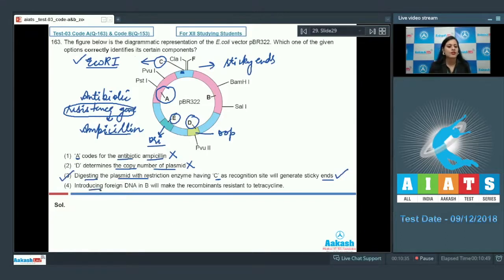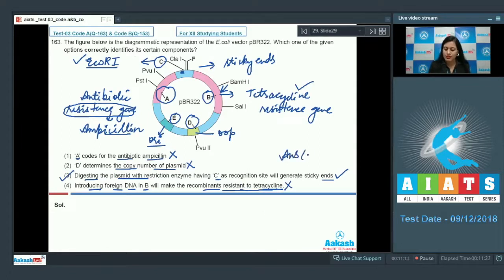Our last option is introducing foreign DNA in B will make the recombinants resistant to tetracycline. And this B is the tetracycline resistance gene. If we insert the alien DNA over here, this will lead to insertional inactivation of this tetracycline resistance gene and will make the host cell susceptible to tetracycline and not resistant to tetracycline. So this is an incorrect option. So the correct answer for this question is option number 3. Let's proceed to the next question.